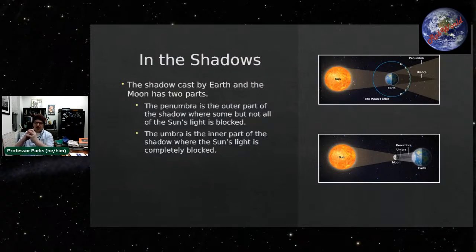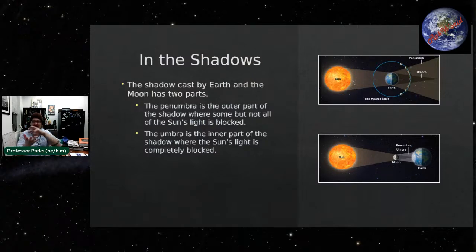And so you have a dark portion, the umbral part, and then you have the lighter portion, which is the penumbral part. And so that leads to three types of lunar eclipses. The one that is most dramatic is a total lunar eclipse. Now, a total lunar eclipse occurs when the moon passes completely through the umbral part of the Earth's shadow.